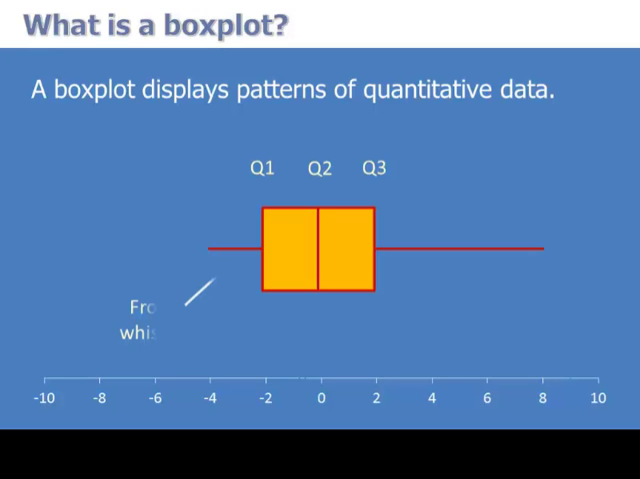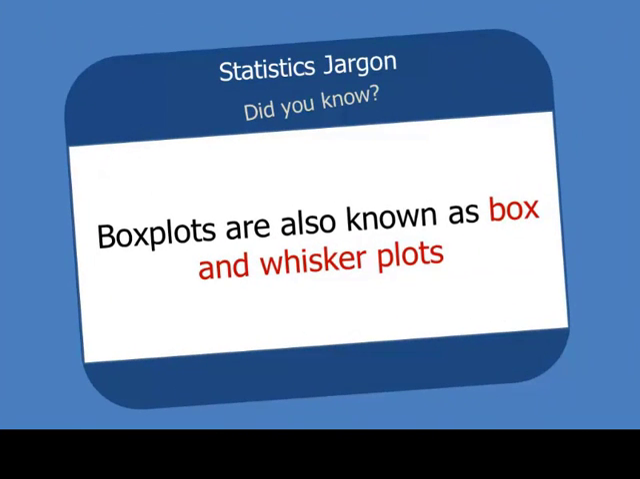The front whisker goes from Q1 to the smallest non-outlier in the dataset, and the back whisker goes from Q3 to the largest non-outlier. If the dataset includes one or more outliers, they are plotted separately as points on the chart. In this box plot, two outliers precede the first whisker. By the way, box plots are also known as box and whisker plots.